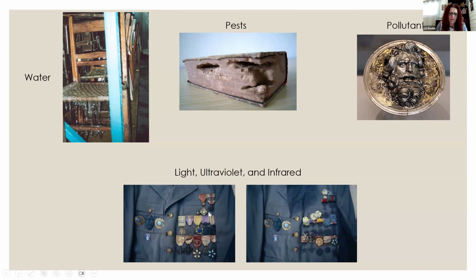And this was a good example of how light, ultraviolet light, or infrared light can affect an object on display. This photo is of a military uniform on the left. Same uniform on the right, but with the collar lifted and all the medals lifted, and you can see the damage that light has done because this has obviously been on display way too long.